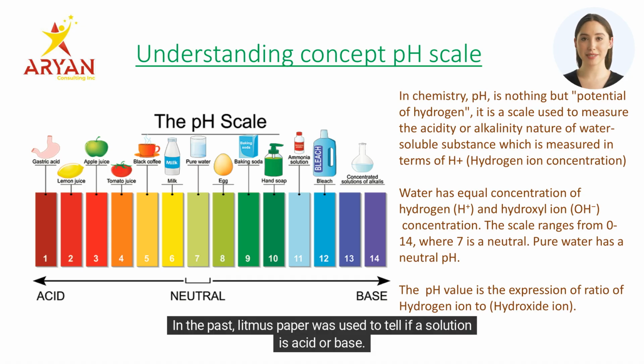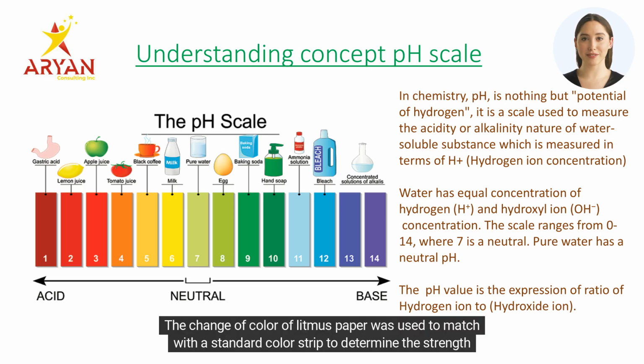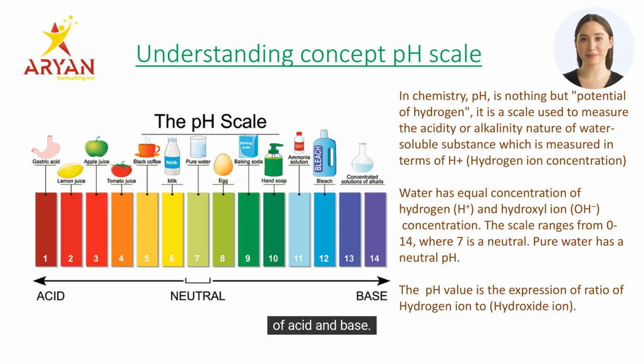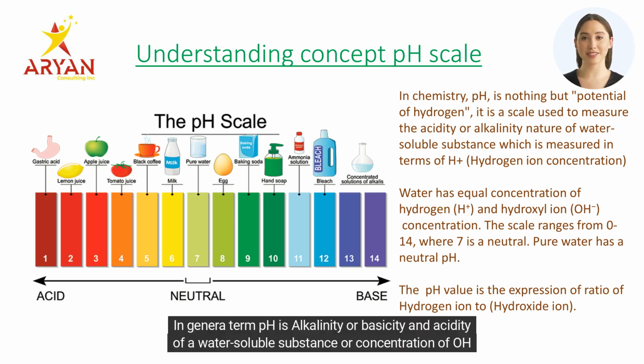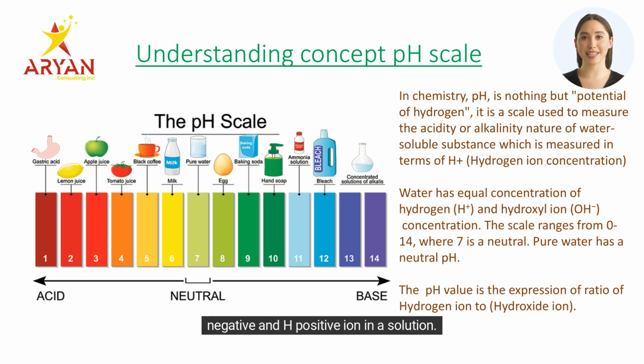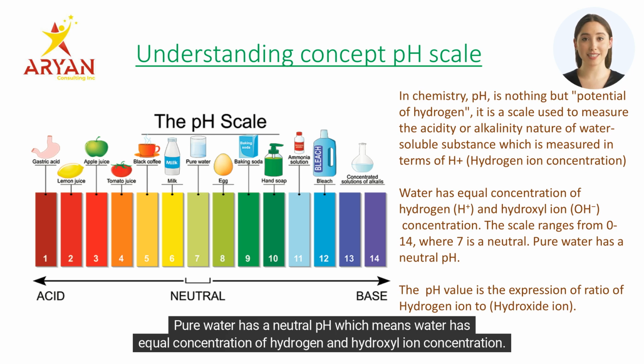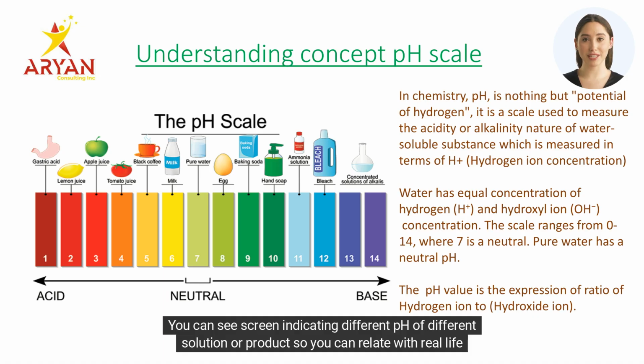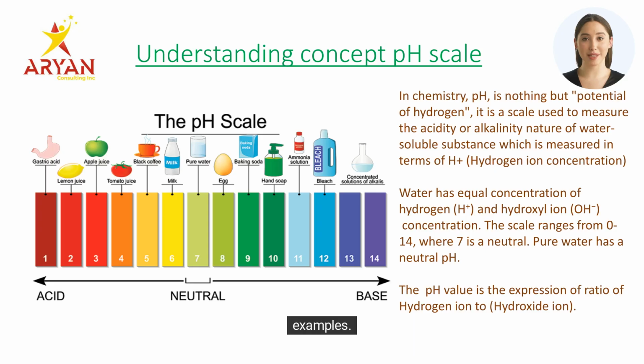In the past, litmus paper was used to tell if a solution is acid or base. The change of color of litmus paper was used to match with a standard color strip to determine the strength of acid and base. In general terms, pH is alkalinity or basicity and acidity of a water-soluble substance, or concentration of OH negative and H positive ion in a solution. Pure water has a neutral pH, which means water has equal concentration of hydrogen and hydroxyl ions. You can see the screen indicating different pH of different solutions or products so you can relate with real-life examples.